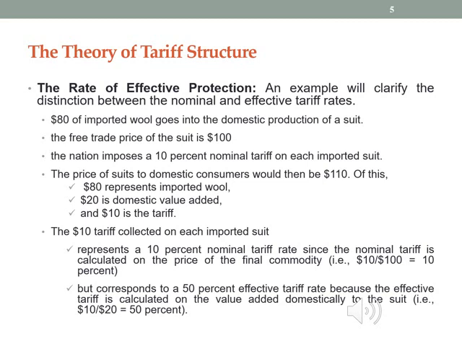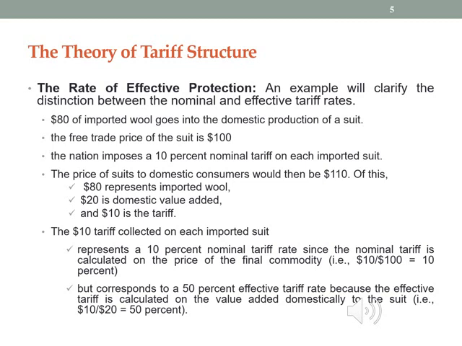This $110, which is the domestic price of the suit inside the country, can be divided into three main parts. The first part is the $80, which represents the value of the imported wool. And we have the $20, which is the domestic value added. This is the difference between the international price of the good, which is the $100, and the value of the imported inputs, which is $80. So we have $20 as the domestic value added per unit.